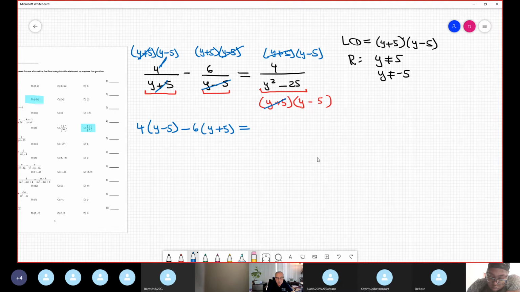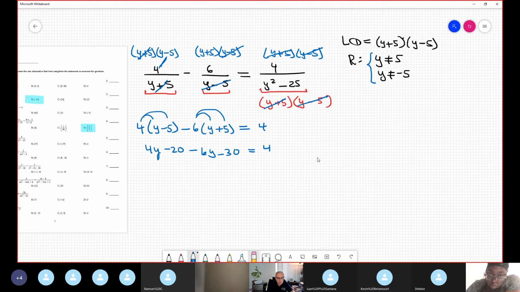Look, and it stays just 4. Wow, you know it's easy. This equation now is super easy. Be careful, but it's equivalent to the original except for the restriction. Now distribute the property: 4y minus 20, minus 6y, minus 30, equal 4. Well, we combine later.